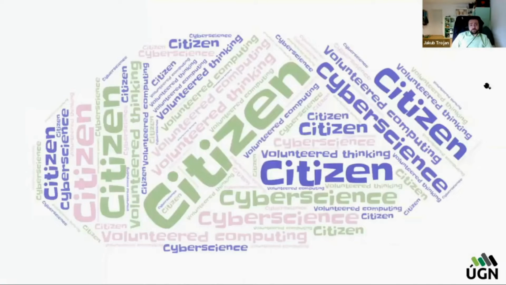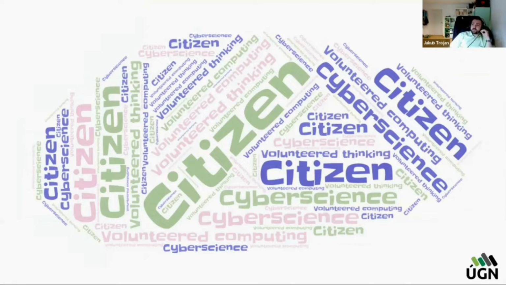This is a good example where you really need a big area and a lot of people participating in a research. The second type of citizen science activities is called, let's say, citizen cyber science, where we can count volunteer computing or volunteer thinking.